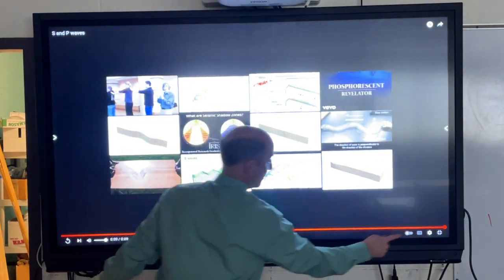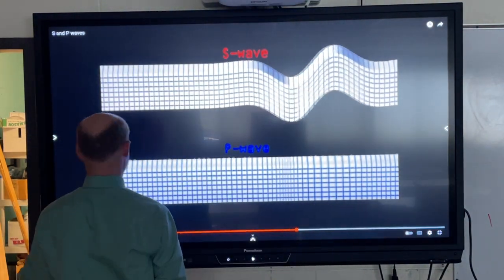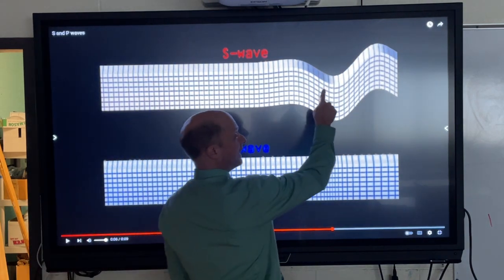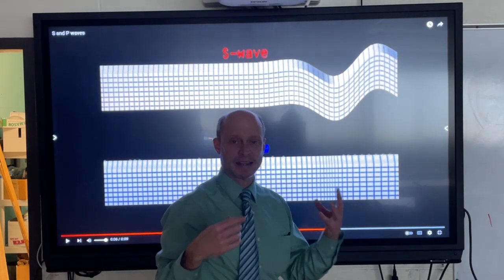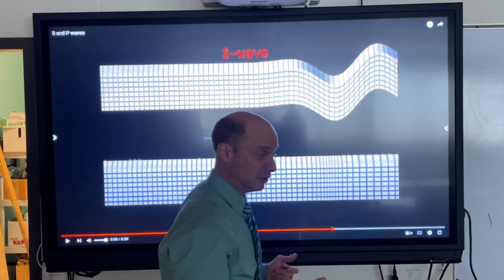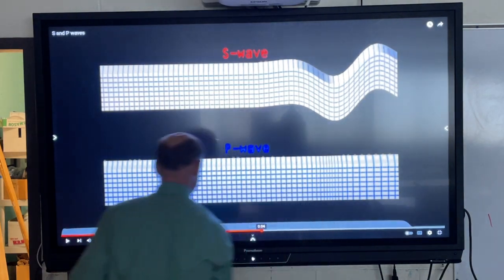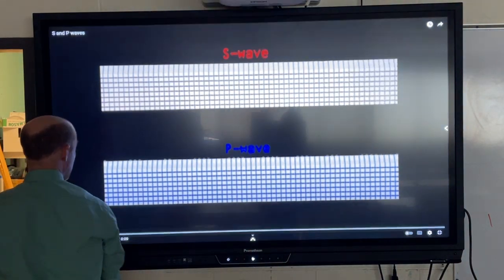And if I could bring it back here one second. I often think it is shaped sort of curvy like an S. So that's one way to remember it. So let's go back here. Now we will play the P wave.